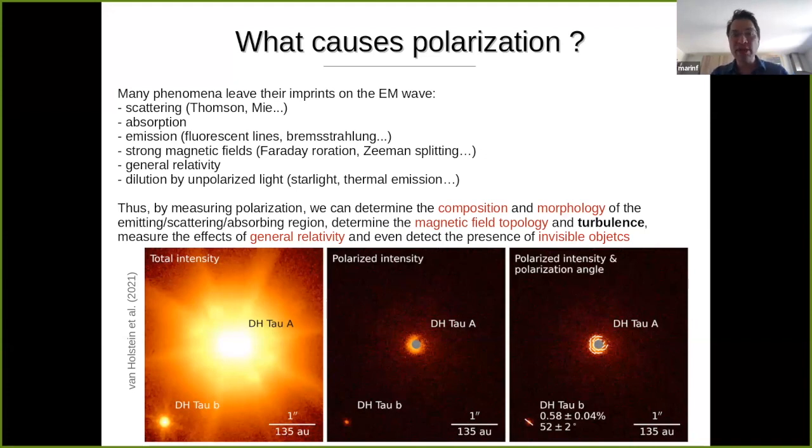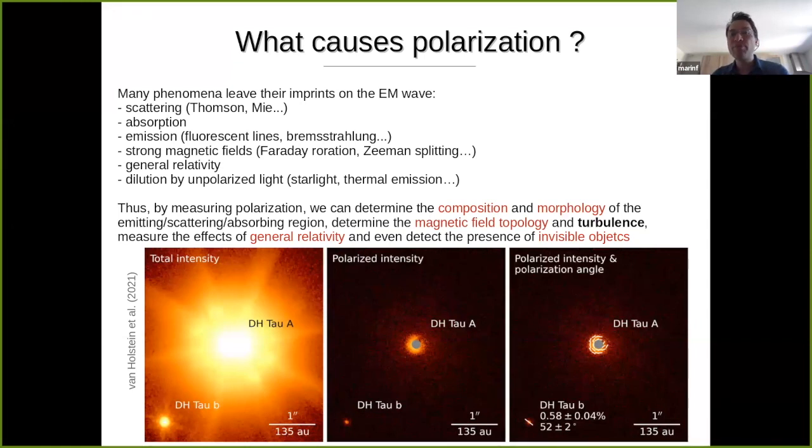Of course, as I said, a strong magnetic field will tend to have an impact onto the polarization itself, such as Faraday rotation, which is the rotation of the polarization angle with the distance from the source to the observer in a large-scale magnetic field. You can have Zeeman splitting in the emission lines and so on. General relativity is also imprinting some signatures onto the polarization angle because you have a parallel transport of the polarization angle along the null geodesics in GR. And of course, if you have a source that is emitting unpolarized light, such as starlight emission or pure thermal emission, then you will be diluting your signal. You will leave also another kind of imprint.